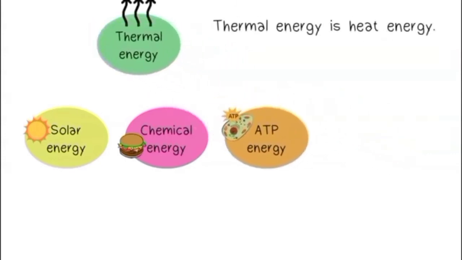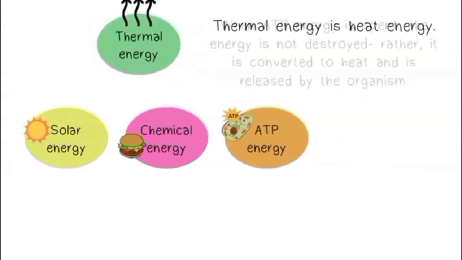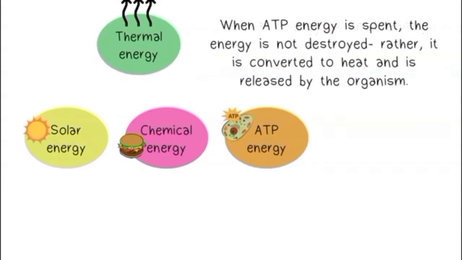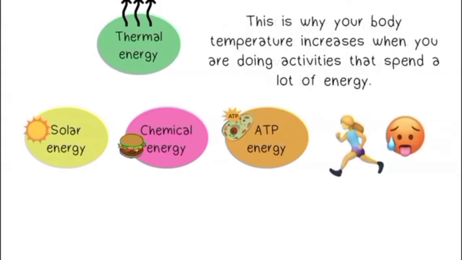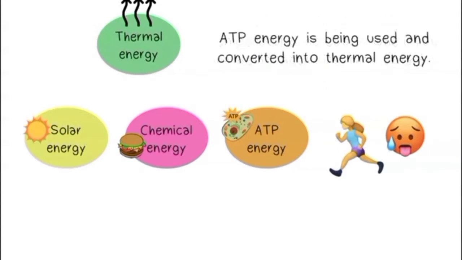Thermal energy is the heat energy. When ATP energy is spent, the energy is not destroyed, rather, it is converted to heat and is released by the organism. This is why our body temperature increases when we are doing activities that spend a lot of energy. ATP energy is being used and converted into thermal energy.